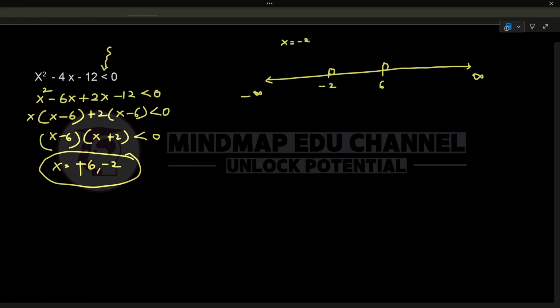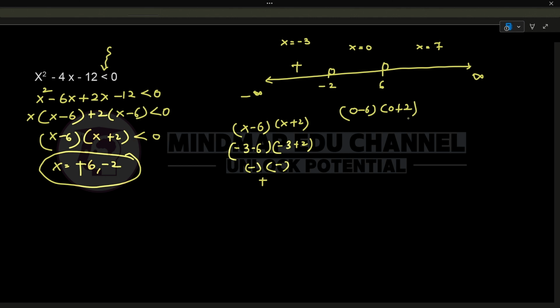Here we will take -3. In this interval, let's take 0. And here let's take 7. And let's substitute these values in the factored equation. So x minus 6, x plus 2. So it will be -3 minus 6, -3 plus 2. So what will we get here? A negative answer. Here also a negative answer. Negative into negative, positive.